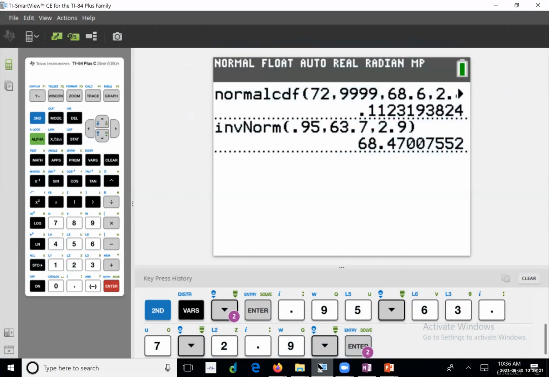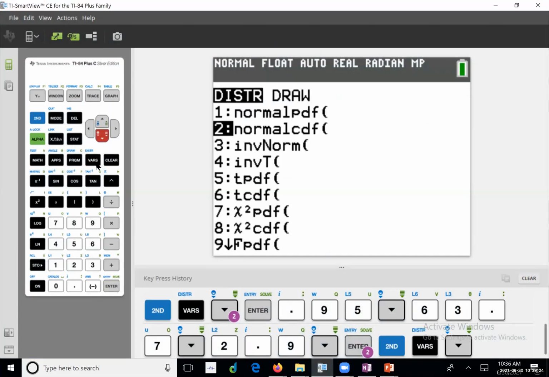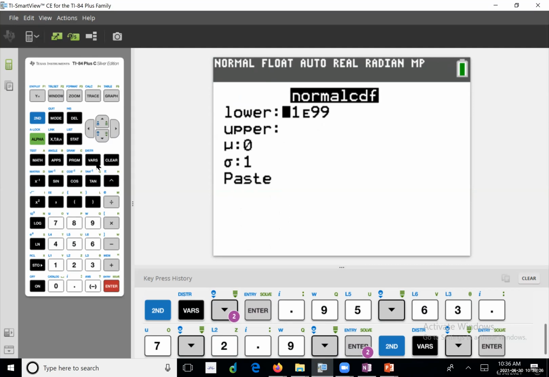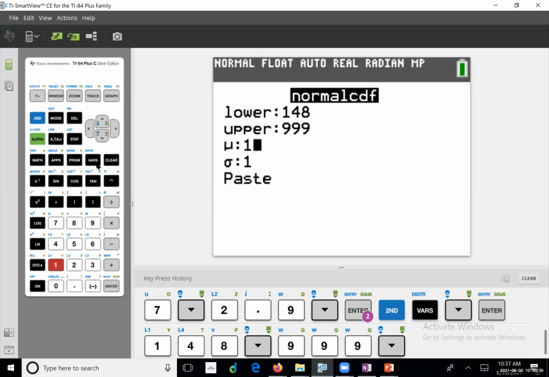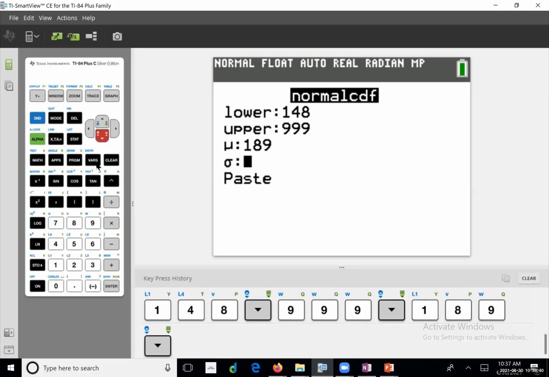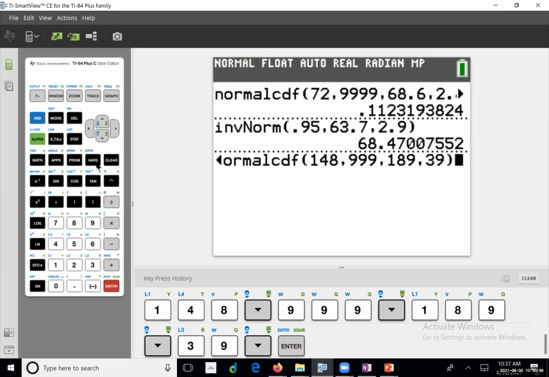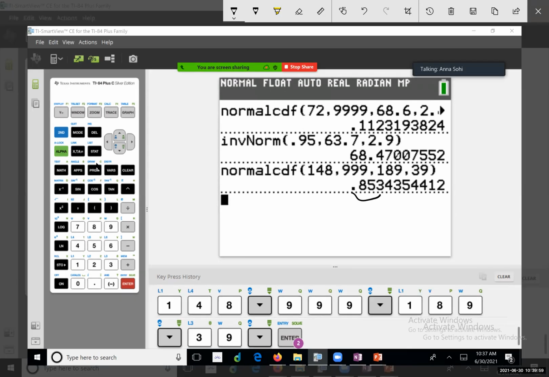So you would say normal CDF that starts from 148. Help me with the numbers. I'm just a couple of nines. Mu, what was it? 189. And then what is the standard deviation? 39. Okay. So paste. Okay, 0.8534.